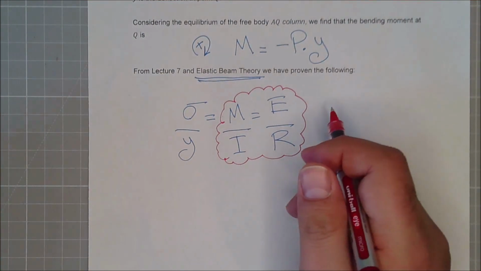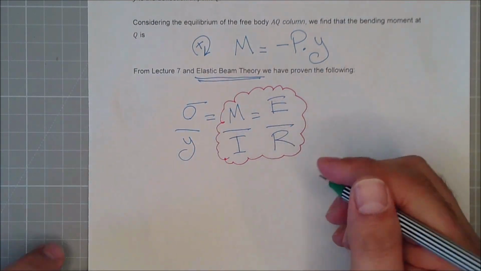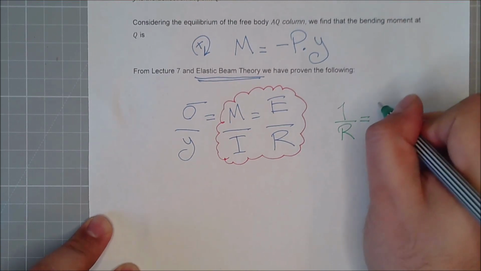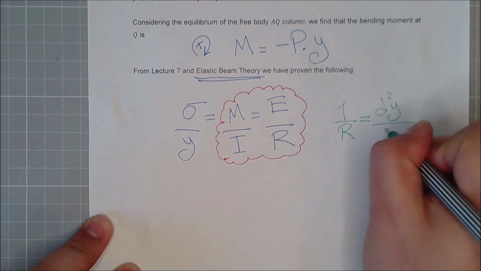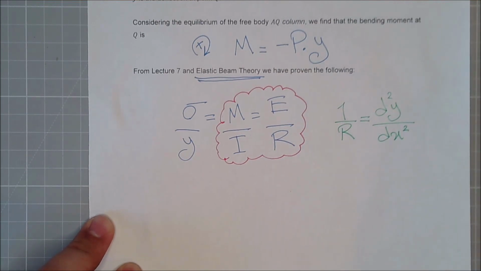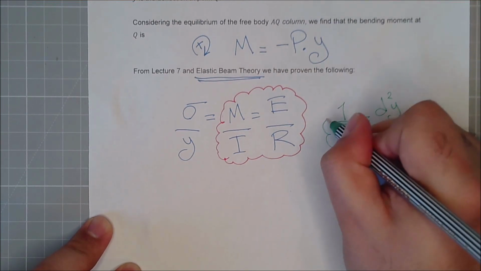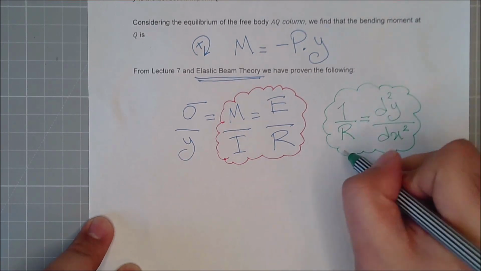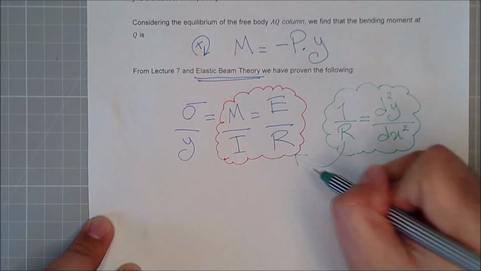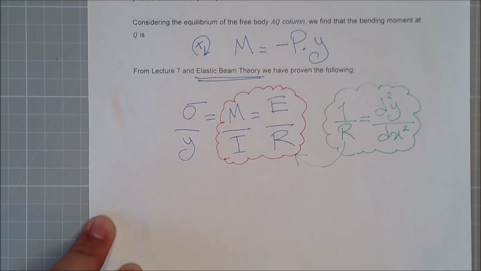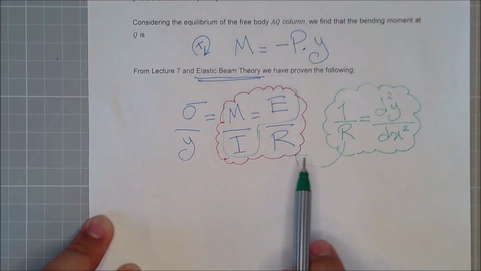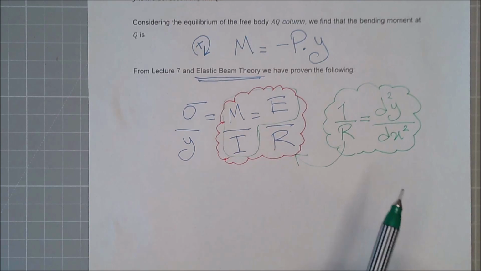On the other side, we have proven that 1 over R, the inverse of the radius of curvature, is actually the second derivative, d2y over dx2. We proved these in the lectures for deflection. Now, what happens if I replace this R with this? Do you agree that R can be equal to these? I'm just replacing these with that. How does it work out?